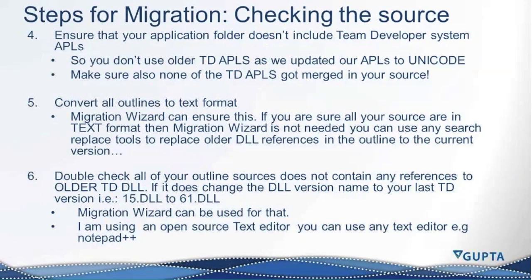So I'm continuing with the steps for migration. Checking the source, ensure that your application folder does not include Team Developer system APLs. What I'm trying to say here is some people would copy over, for example, VT APLs into their application folder, and then reference those APLs from their application or hardcode the path to those system APLs. So make sure you don't do that, because the new APLs, all the VT and other APLs, have been updated for Unicode.